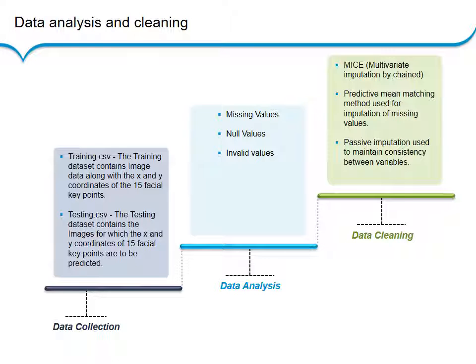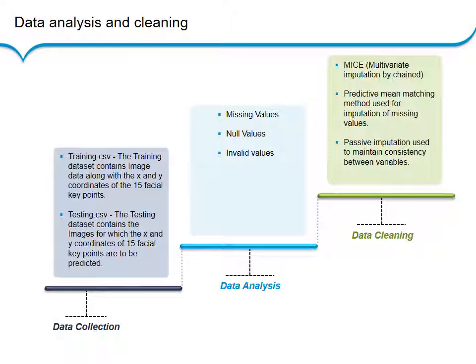So there were two data files in this project. One was training.csv. The training dataset contains image data along with x and y coordinates of 15 facial key points. The other file was testing.csv. The testing dataset contains the images for which x and y coordinates of 15 facial key points are to be predicted.